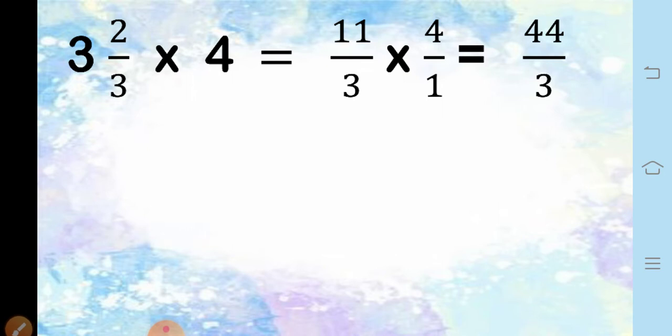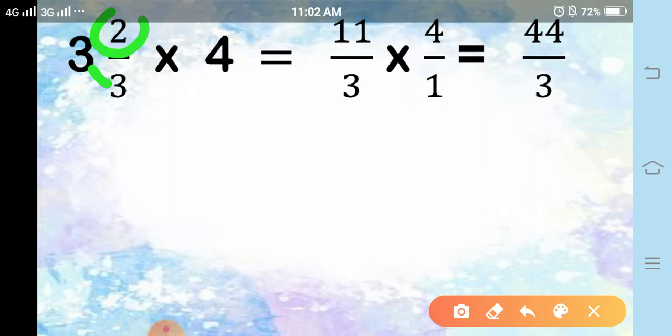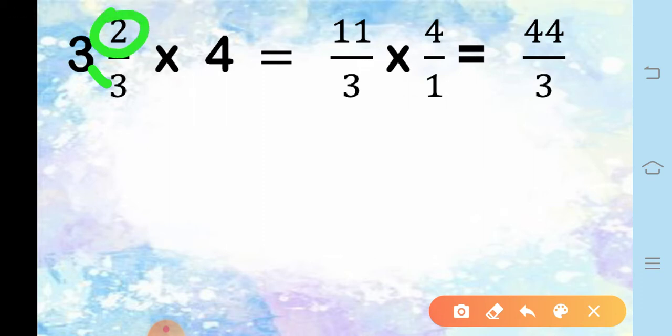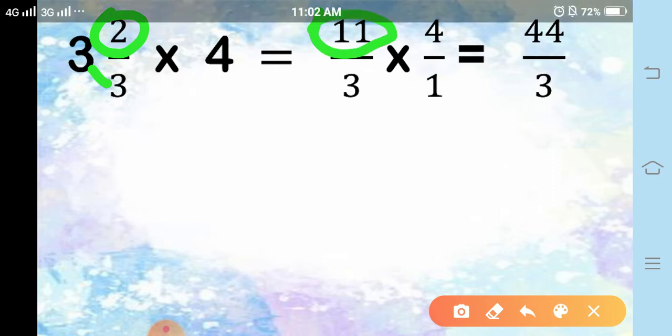Next, 3 and 2 over 3 times 4 is equal to 11 over 3 times 4 over 1 is equal to 44 over 3. Okay, bakit? Kasi nga we multiply 3 times 3 is equal to 9. Add the numerator, which is 2. So we get the 11.